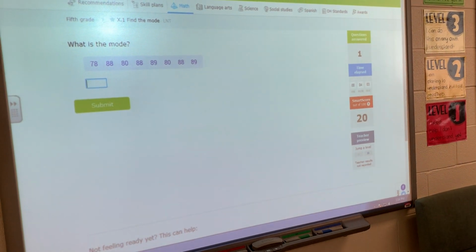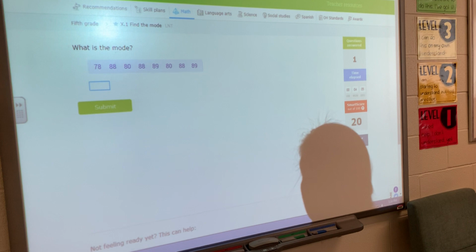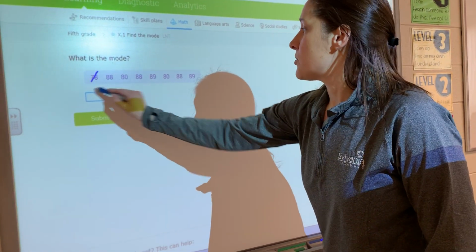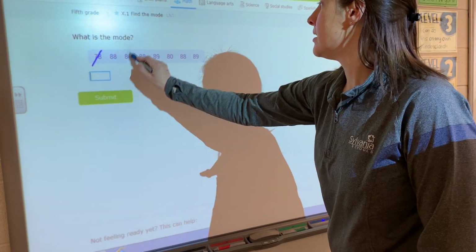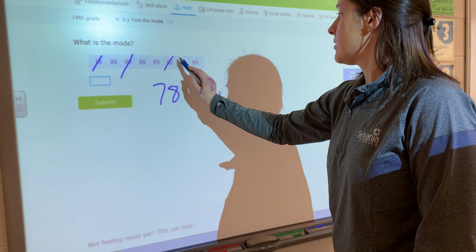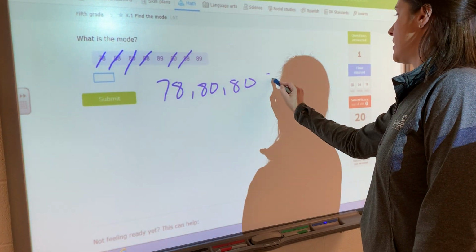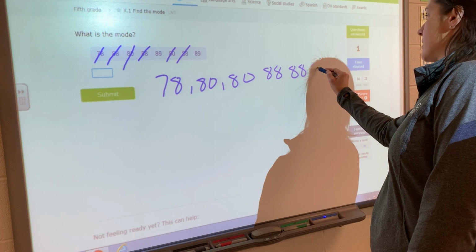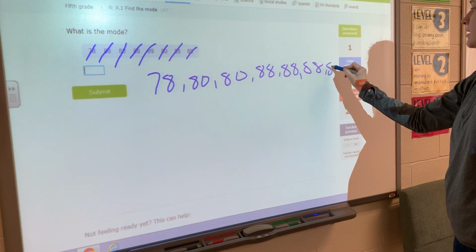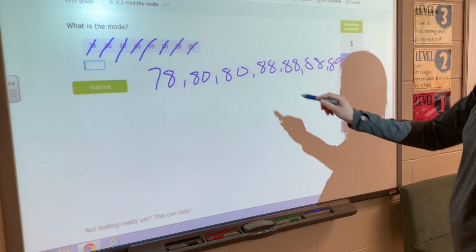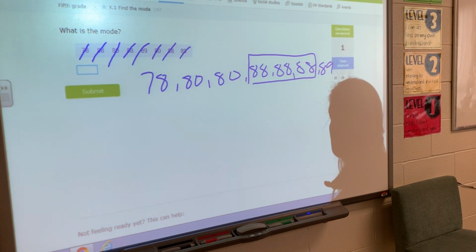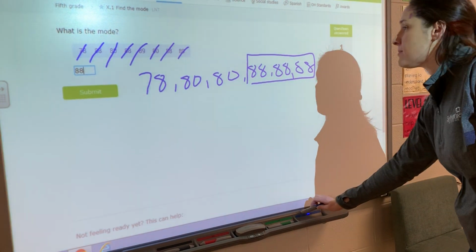Will you take charge of my computer there, Mrs. Hardesty? So for this one, on first guess, I'm thinking it's 88, but I'm going to write them down just to be sure. I see a 78, 2 80s, 3 88s, and 2 89s. And it looks like from this data set, there are 3 88s. That happens more often than anything else. So 88 seems to be my mode.